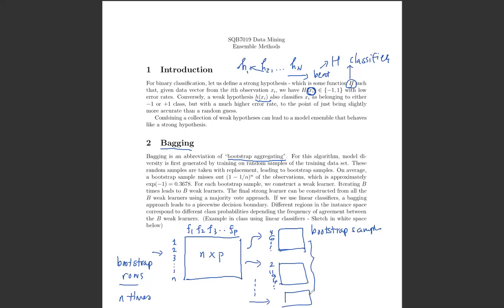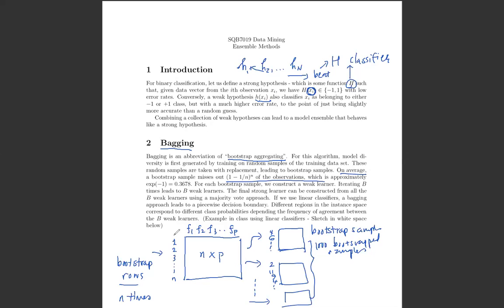You can actually create, let's say, 1,000 such bootstrap samples, okay? Which are basically some kind of perturbation of your original data matrix, right? So with the rows, some of the rows can be duplicated, okay? And on average, a bootstrap sample misses out this number of times.